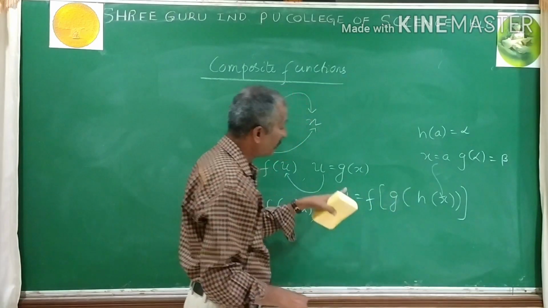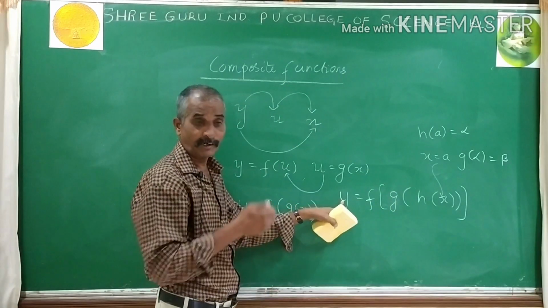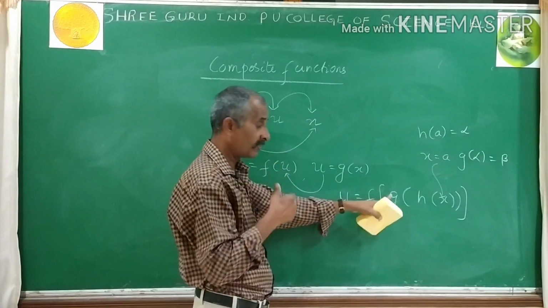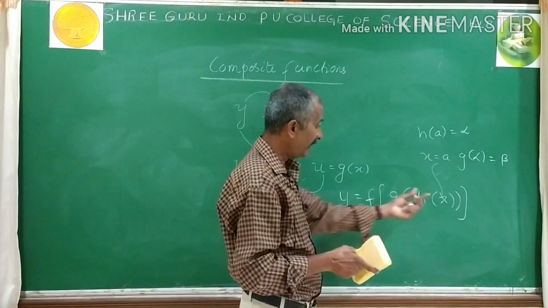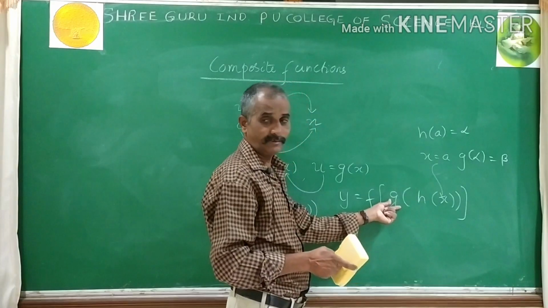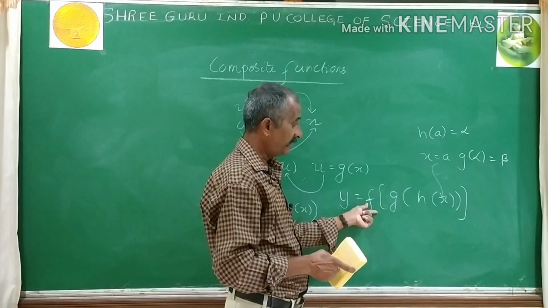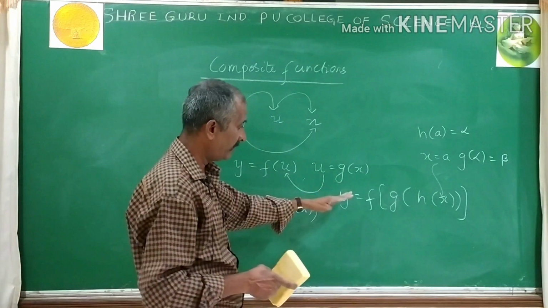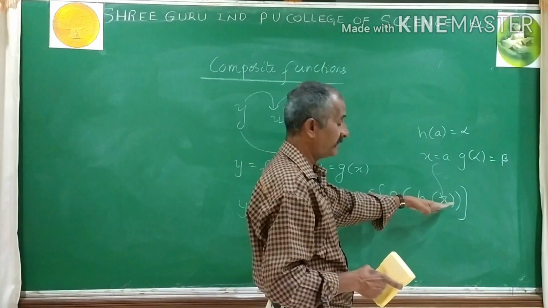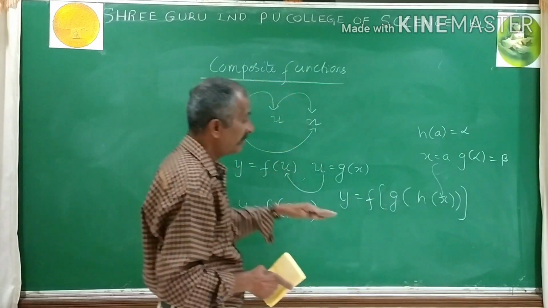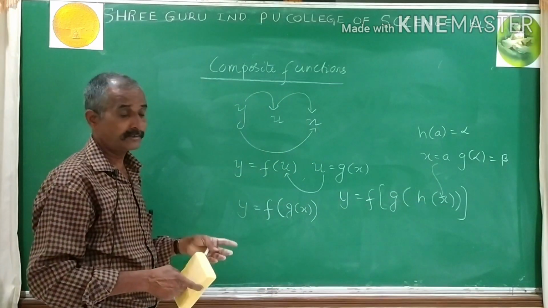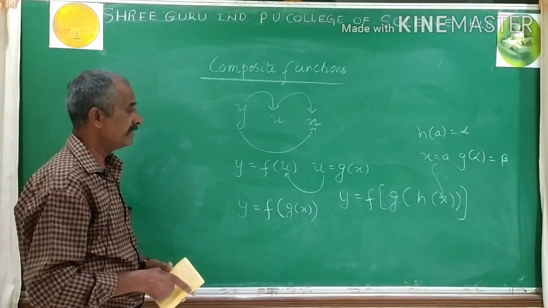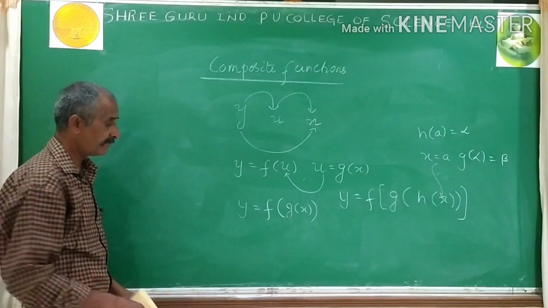So when you want to calculate the value of y, you can't calculate f first, you can't calculate g first. You have to start with the h function, followed by the g function, followed by the f function. What I am telling is for when you want to calculate the value of y when the value of x is given. And like this, we can extend for 4 functions, 5 functions, etc. In general, you can take n number of functions also.